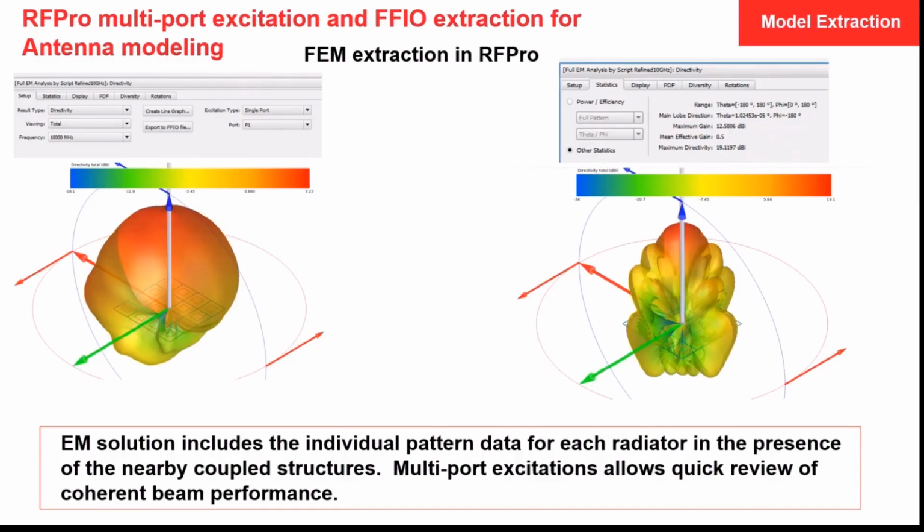And what this is going to do is create a multi-port excitation or a far field I/O pattern that we call from inside of RF Pro. It's going to start with an individual excitation of each patch that'll include all of the nearby coupled structures. So by doing a multi-port excitation and combining all of those individual patterns on the left, we get the actual beam pattern at boresight for that phased array shown on the right.